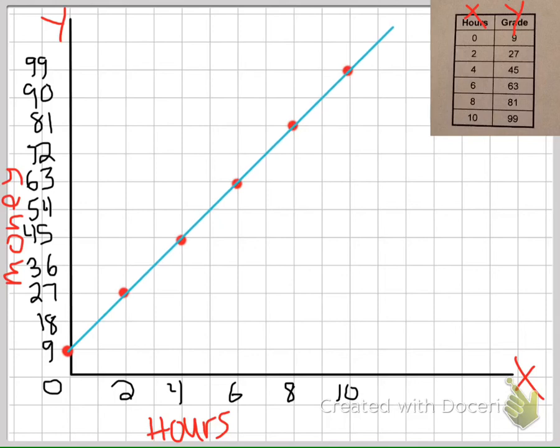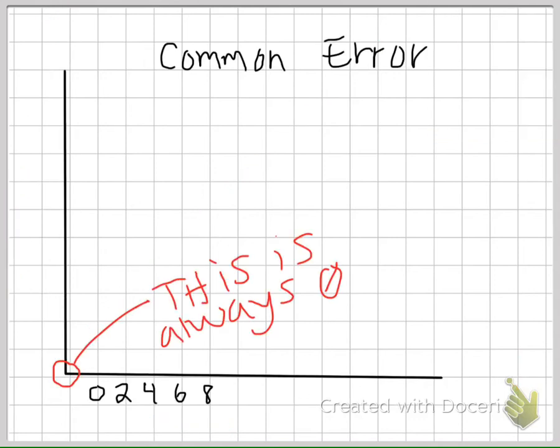Now to get full credit on graphs, when we take a test, you're going to get graded on whether your axes are labeled correctly, hours and money, whether they're going up by a constant rate and numbered correctly, whether you put the dots in the correct place and connected it with a line. Okay, I'm going to show you some common errors we see with graphing, and you're going to listen to these, and then at the end I have a question for you for your secret message.